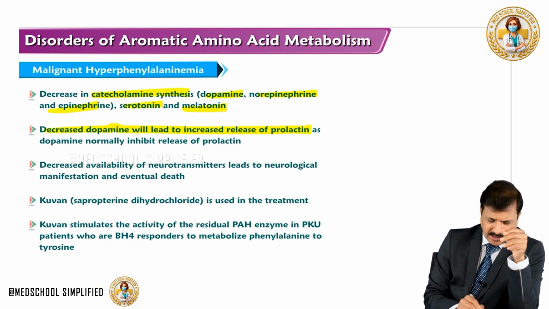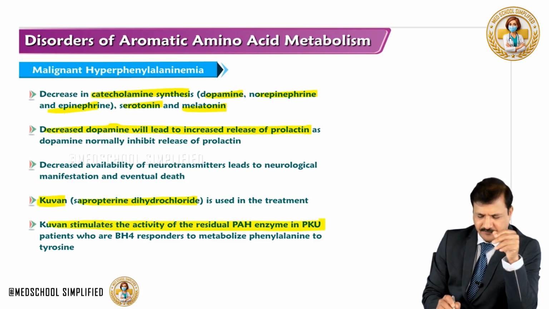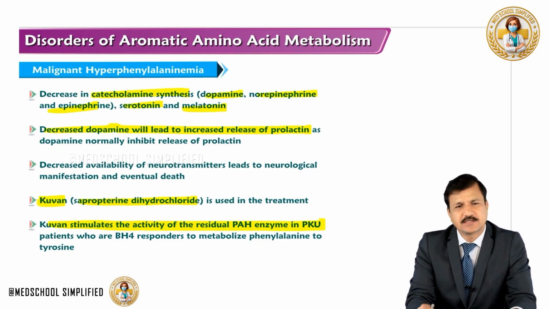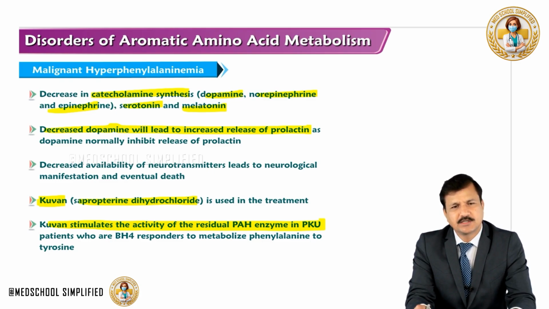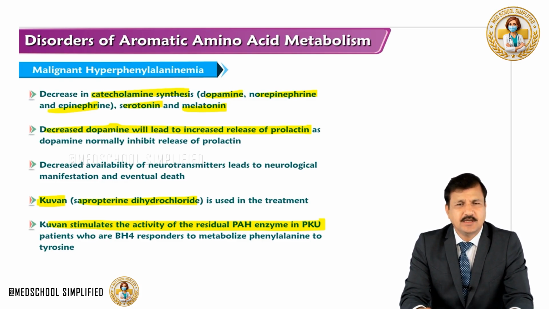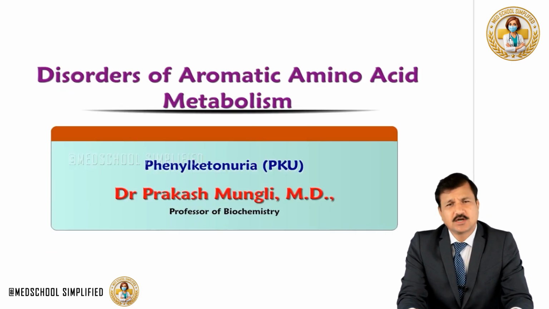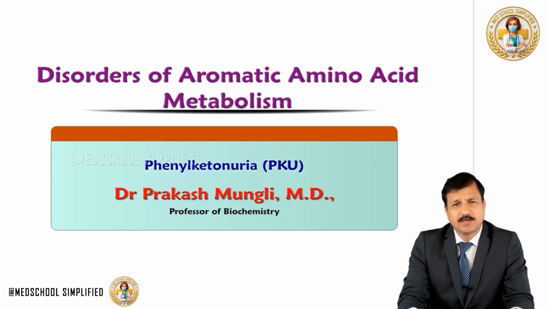So treatment is supplementation of BH4, which is sapropterin hydrochloride, used as a treatment because BH4 stimulates the activity of residual phenylalanine hydroxylase enzyme in PKU patients who are BH4 responders to metabolize phenylalanine into tyrosine. Okay. So this is all about disorders associated with aromatic amino acids, more particularly different types of phenylketonuria. Thank you.